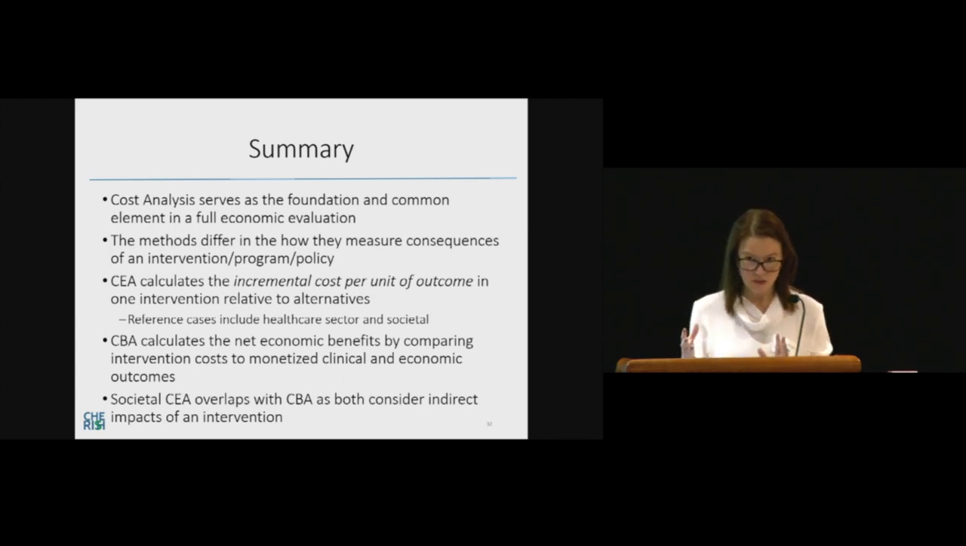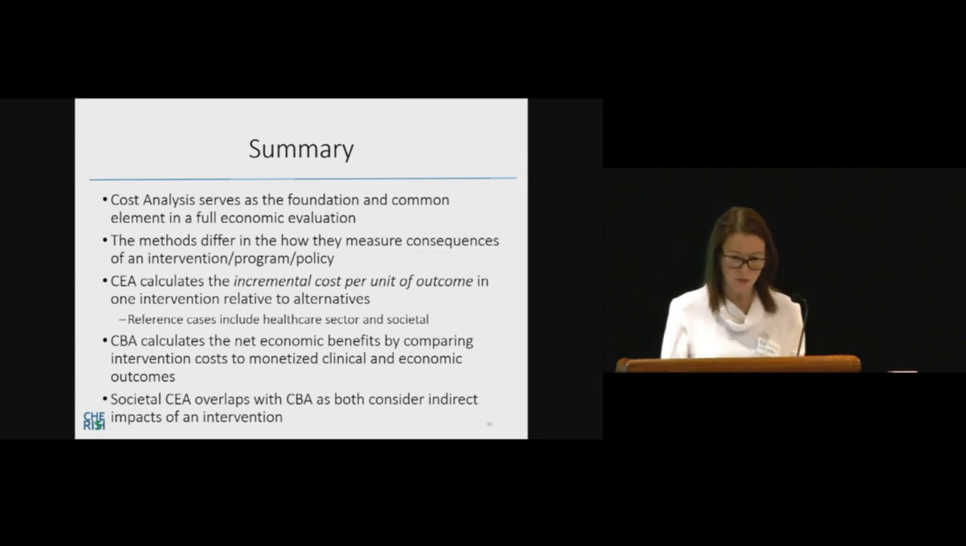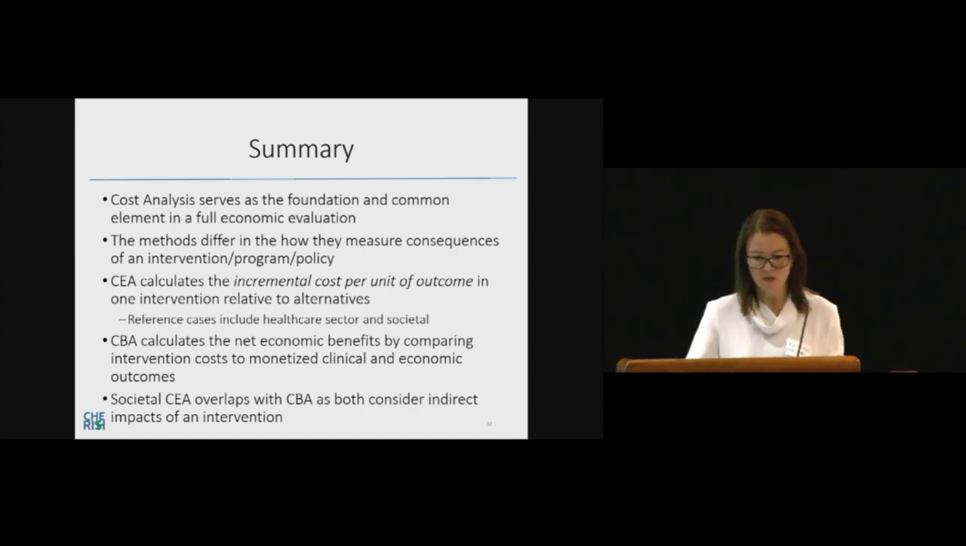The methods differ only in, because cost is in all of these things, right? Cost benefit, cost effectiveness. It's really the characterization of consequences that varies across these different approaches. Just to remind you, cost effectiveness calculates the incremental cost per unit of outcome in one intervention relative to alternatives. The reference case includes healthcare and societal perspectives now very, very overtly. And CBA calculates the net economic benefit, comparing intervention costs to monetized clinical and economic outcomes.